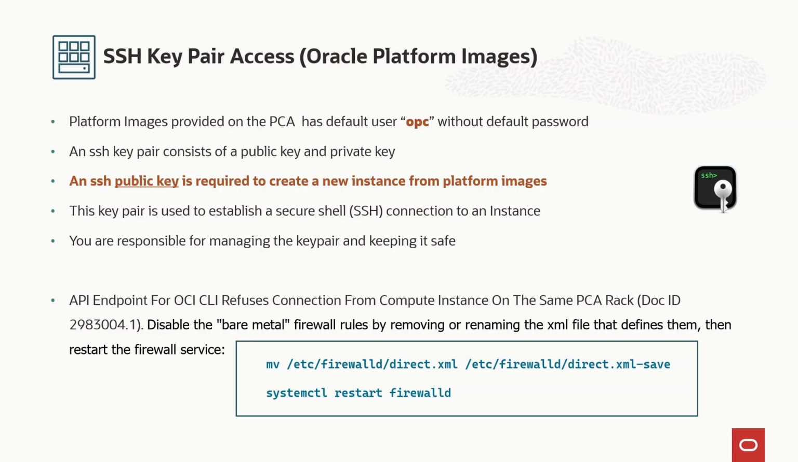If you want to use the compute instance to host the OCI command line interface or Oracle Designer Toolkit, you may have to look into the MOS document on this slide. There is a command that you have to run with root privilege to disable the bare metal firewall rule so that the compute instance can have access to the API endpoint of PCA.